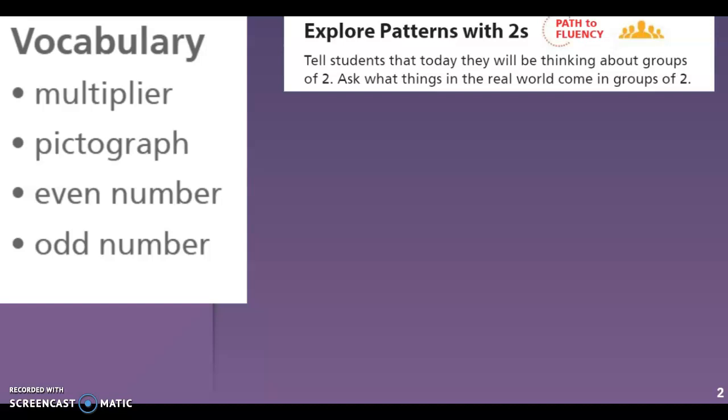Even numbers and odd numbers. If a number is even, it's going to end in 0, 2, 4, 6, or 8. And if it's odd, it's not going to end in 0, 2, 4, 6, or 8. It's going to end in the other ones, 1, 3, 5, 7, 9.